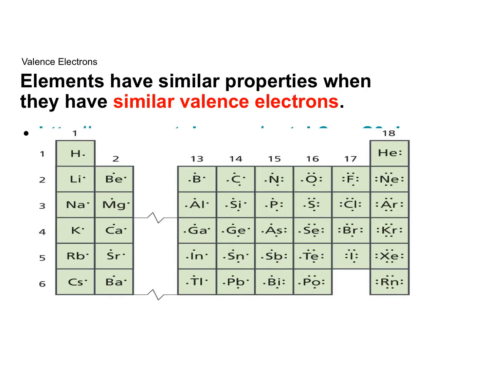And this is what kind of explains how elements have similar properties when they have similar valence electrons. That's why each of these families or columns have very similar properties because of their valence electrons.